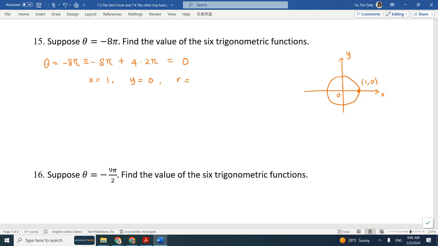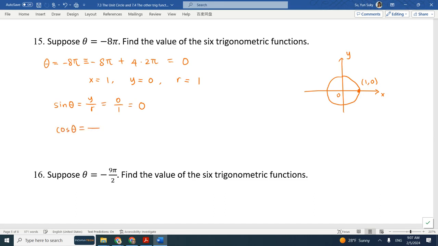Remember, r is the distance from the origin. r is 1. Yeah, r is 1. Unit circle radius is always 1. Okay, now we can find the six trig functions. What is sine theta? In terms of x, y, r? y over r. In this case, 0 over 1 is 0.